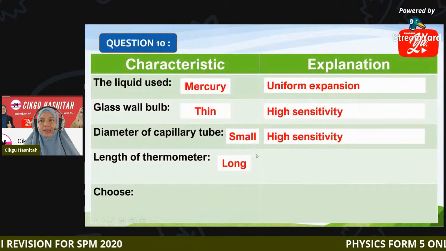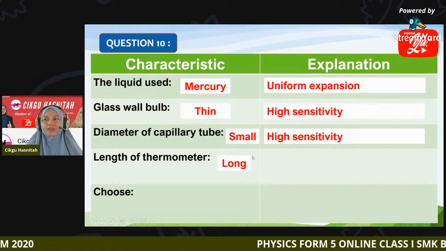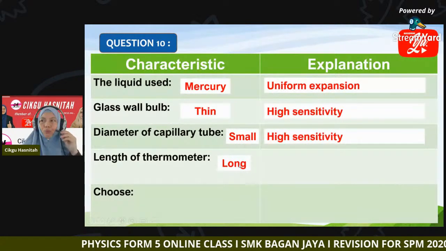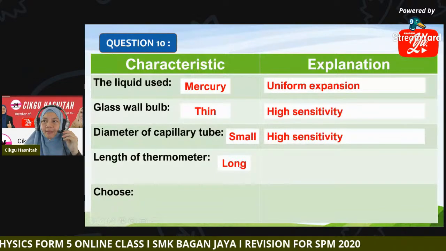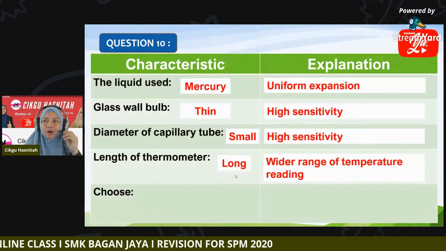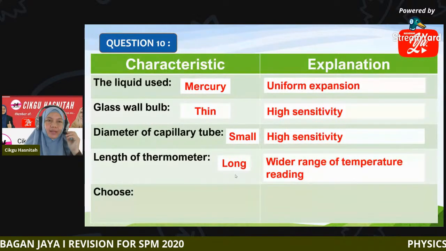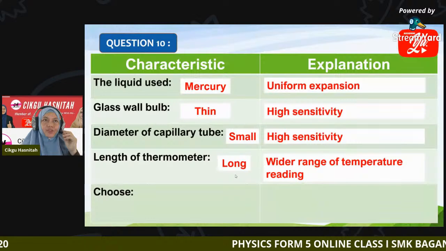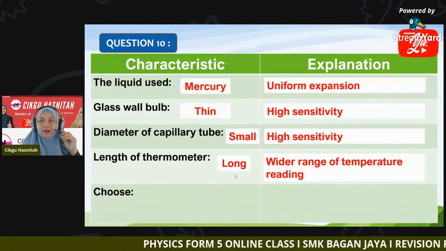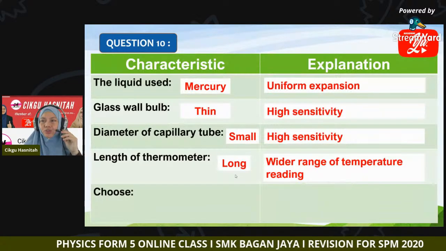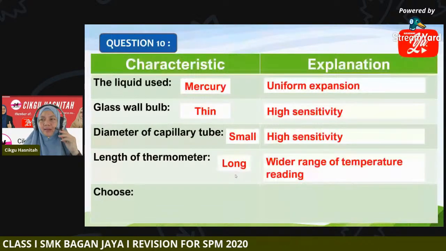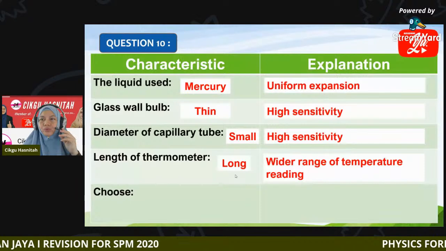What about the length of the thermometer, long or short? Here it says long. Why? So it can measure a wider range of temperature reading. So which one is a better choice, A, B, C or D? You can choose which thermometer.